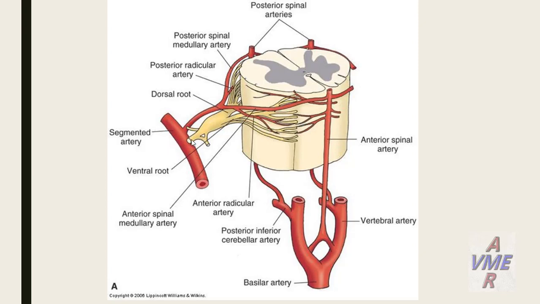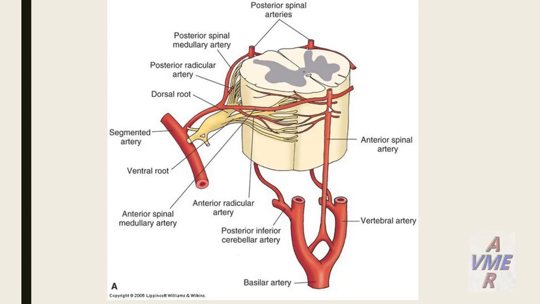And this is the segmental artery. Maybe it's intercostal, maybe it's lumbar, maybe it's collateral from the internal iliac. It then gives branches, the radicular arteries, posterior and anterior radicular arteries, and we also have some medullary arteries. These are the branches and the blood supply of the spinal cord.